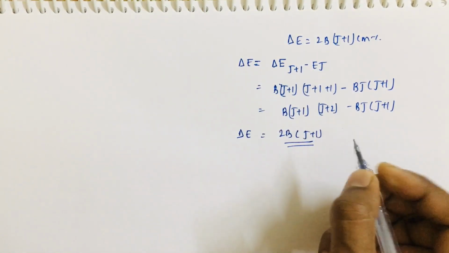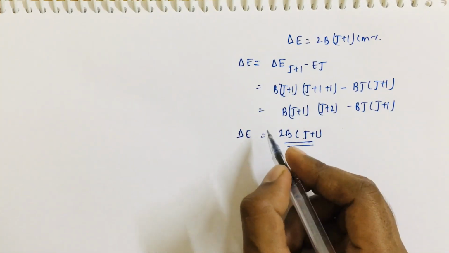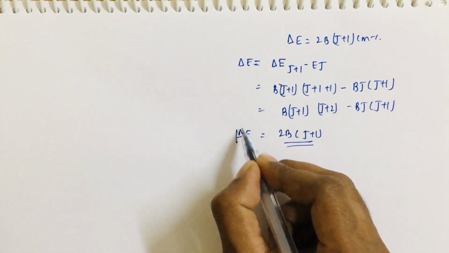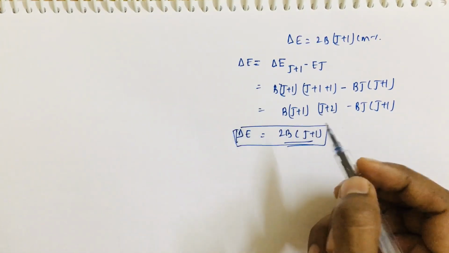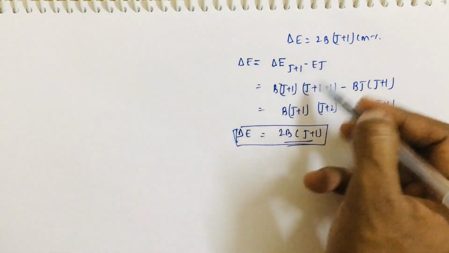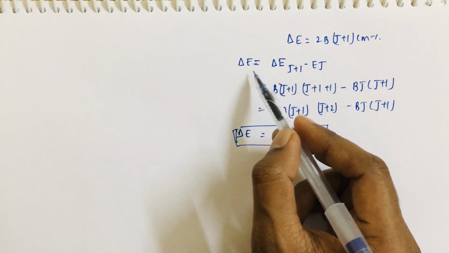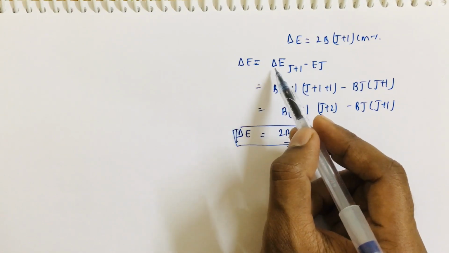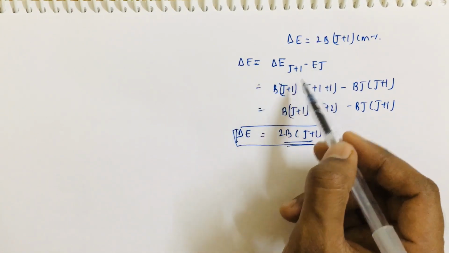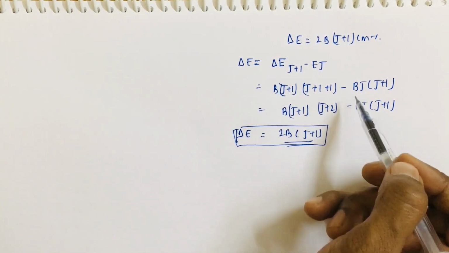So it's not that difficult to remember. If you can't remember this one, you can follow this one. Okay, ΔE equals E(J plus 1) minus EJ, and then these things will come.